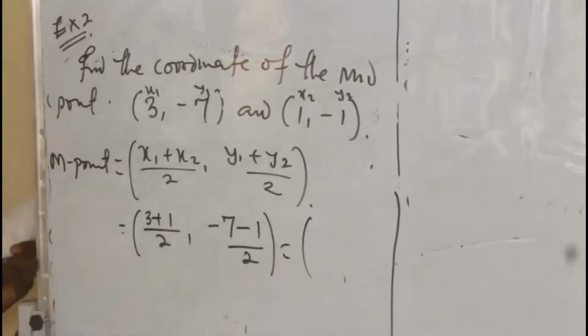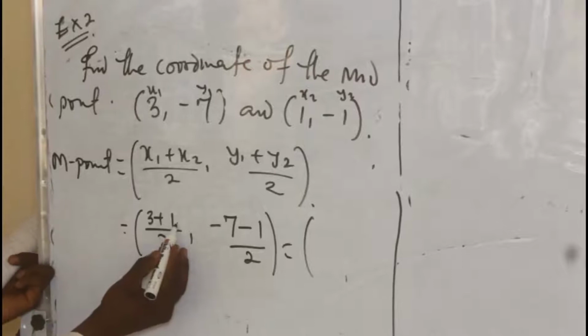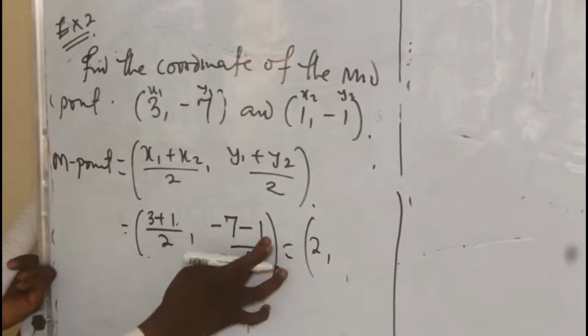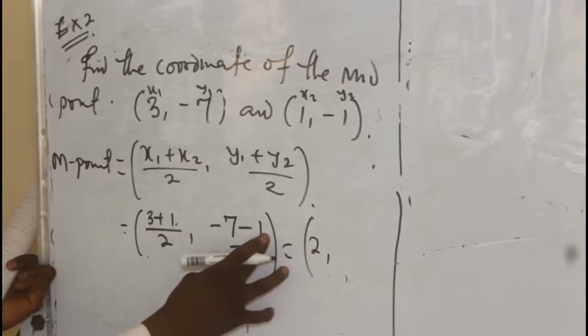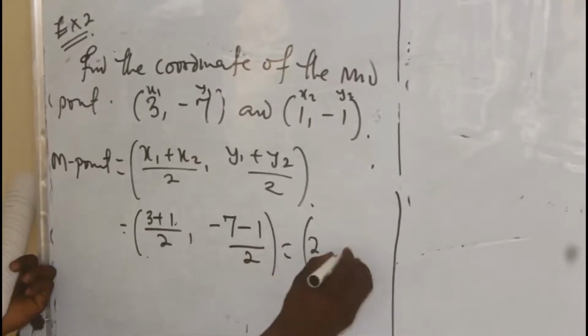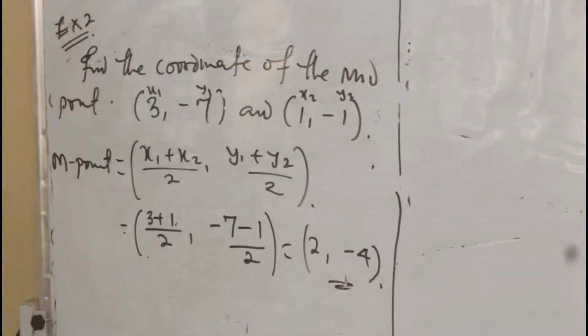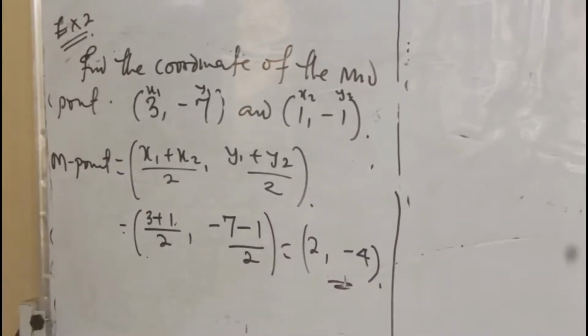So what is going to be our coordinates? 3 plus 1, 4 divided by 2 is what? 2, comma. What is going to be this one? Minus 7 minus 1? Minus 8. Minus 8 divided by 2 is minus 4. So that is how we find the coordinates of the midpoint. Is that clear?